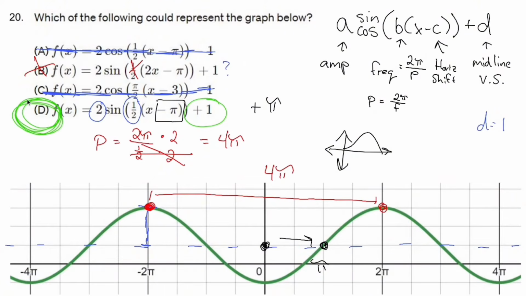So I scribbled everywhere. But the idea is, you start with the midline. Sine or cosine might change the vertical or horizontal shift, rather.